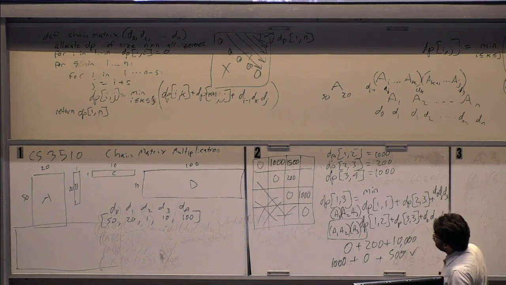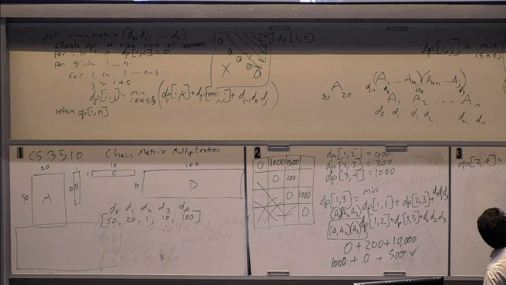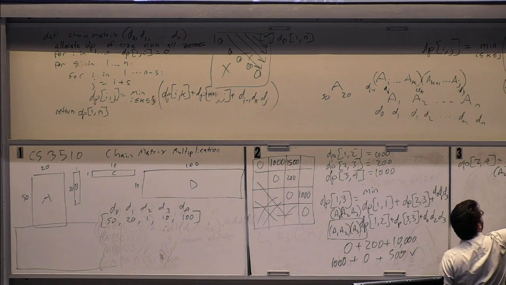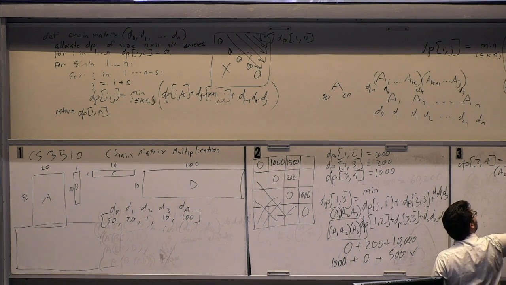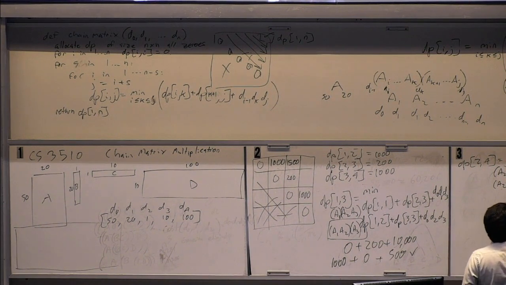All right, let's do DP of this one in the diagonal, which is going to be 2,4. It's going to be equal to the min of our two options, which is going to be DP of 2,2 plus DP of 3,4 plus D1, D2, D4. And then the other option is going to be DP of 2,3 plus DP of 4,4 plus D1, D3, D4, right? And that's basically corresponding again to A2, A3, A4. We're taking the min of those two operations.